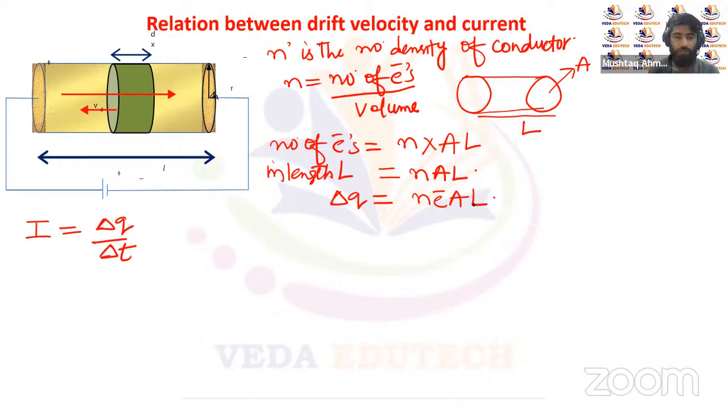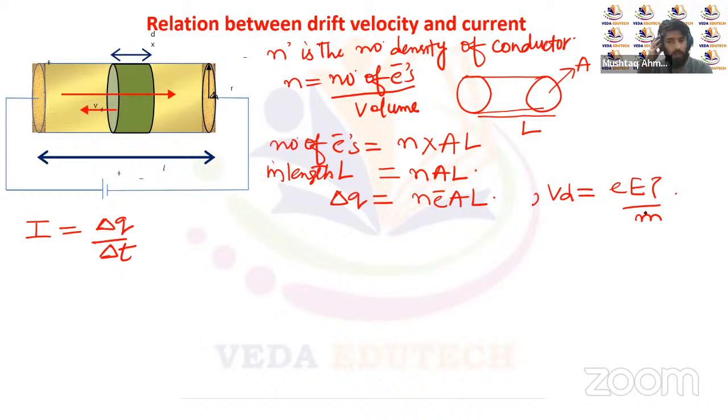So this is what we call the charge flow. And we know that drift velocity is e tau upon m. So e tau upon m is what we call the drift velocity. So we can see that drift velocity is equal to e tau upon m.